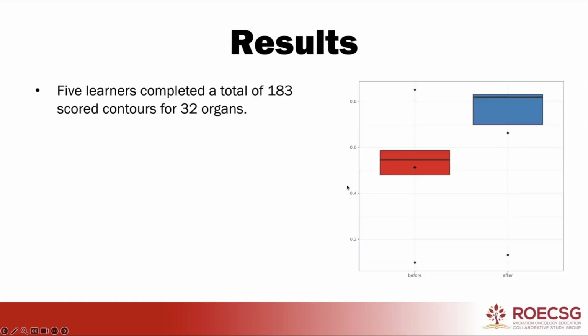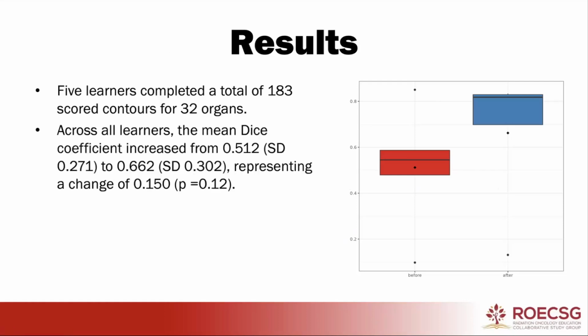So 5 learners completed a total of 183 contours for 32 organs. And 2 learners showed improvement in DICE coefficient measured across before and after the clinical rotation and contouring practice for 31 out of 32. 1 learner showed improvement in all of the DICE coefficients in all of the organs. Another learner showed improvement in 2 of 6 organs evaluated, and yet another learner showed improvement in 3 out of 5. This just goes to show that all these learners are at different points in their training.